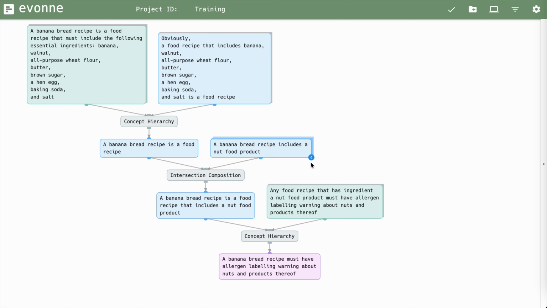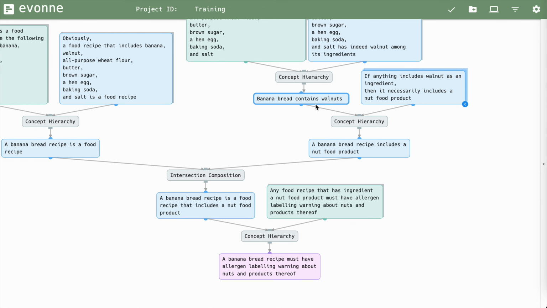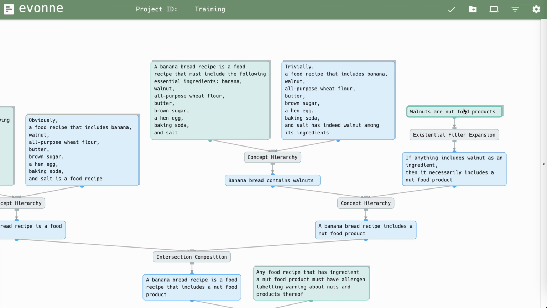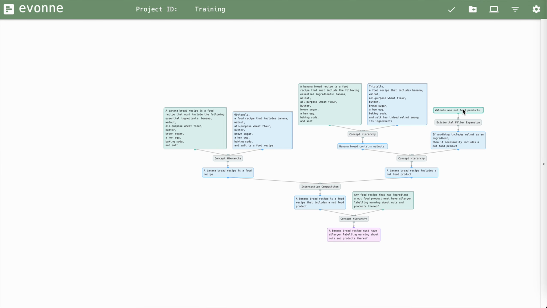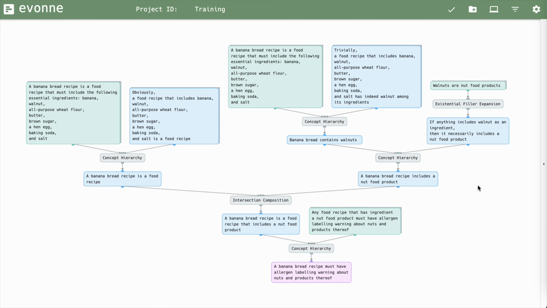The second one, a banana bread recipe includes a nut food product, comes from facts about banana bread containing walnuts. This idea comes from the axiom defining what a banana bread recipe is, along with the same kind of tautology as before. Finally, we also have an axiom stating that walnuts are nut food products. Put all that together and we get a clear explanation for the conclusion that a banana bread recipe must have an allergen labelling warning about nuts.